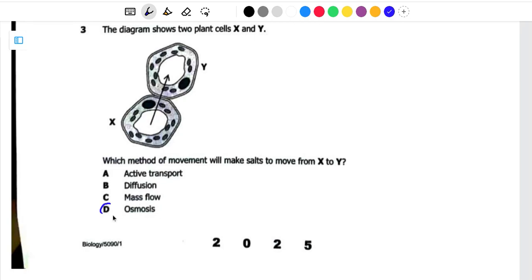So the answer is going to be osmosis, because you know that osmosis is the movement of water molecules from the region of high concentration to the region of lower concentration. But this question is saying which method of movement will make salts move from X to Y. So salt is the one which is moving, not water. So meaning to say it is going to be diffusion, because diffusion is the movement of substances from the region of high concentration to the region of lower concentration, down the concentration gradient.